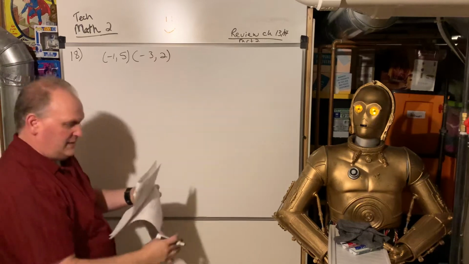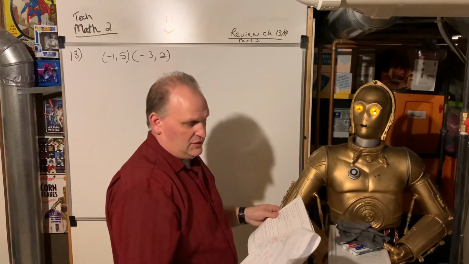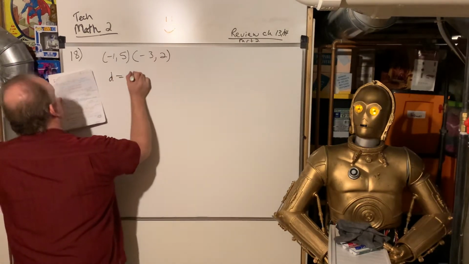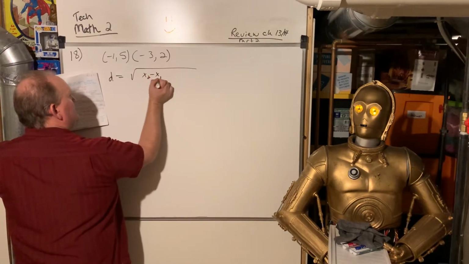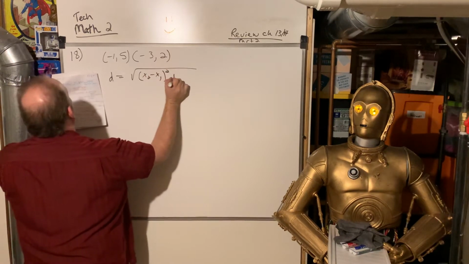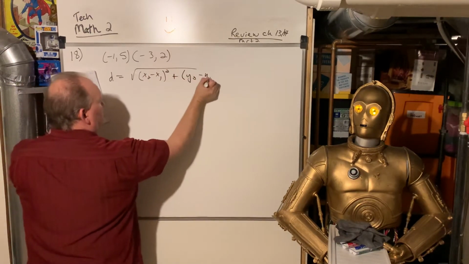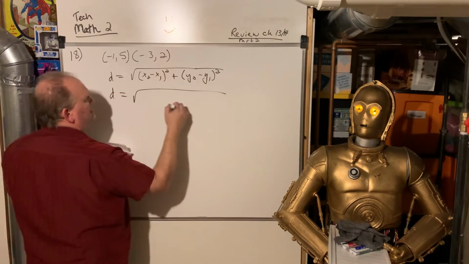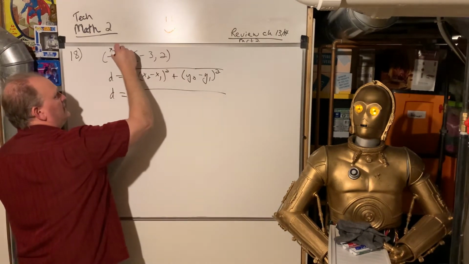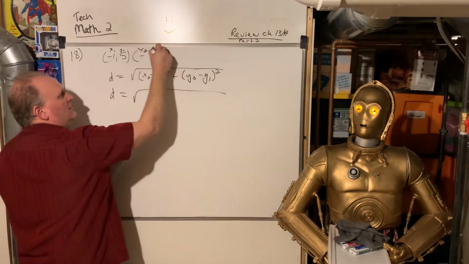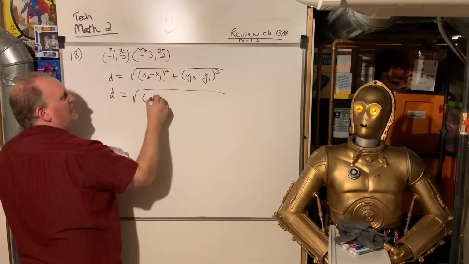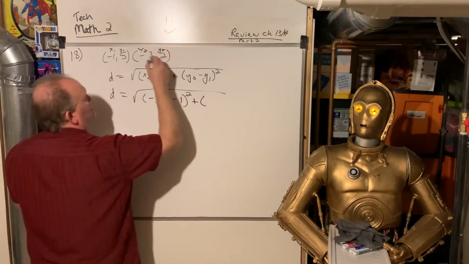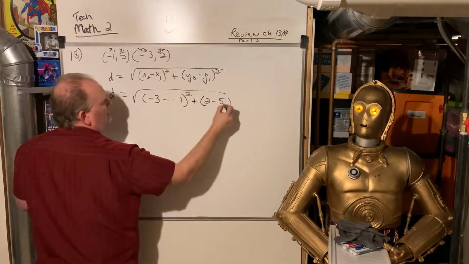Okay, I think I have it on the review sheet that I worked out. Distance is equal to the x's being subtracted, quantity squared, plus the y's being subtracted, quantity squared, and then you take the square root. So for this, it is x sub 1, y sub 1, x sub 2, y sub 2. So negative 3 minus negative 1 squared plus 2 minus 5 squared.